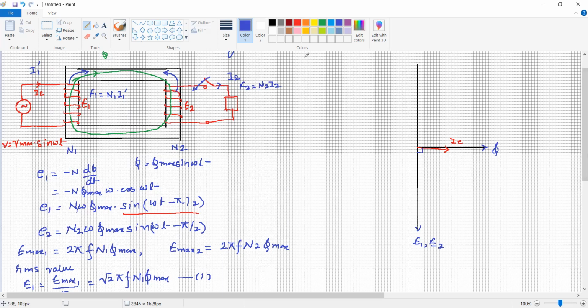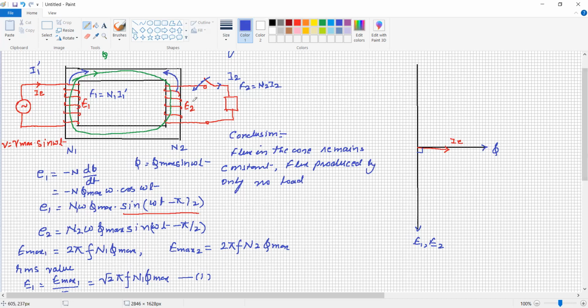So one more important conclusion is that the flux in the core remains constant, and that constant magnetic flux is the flux which is produced by only the no load exciting current. Okay, so here the flux is constant.